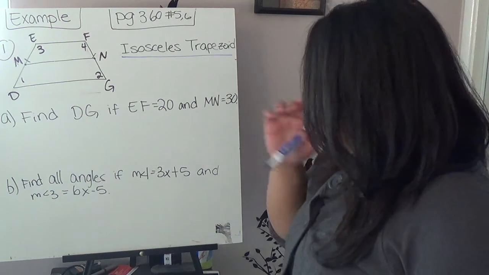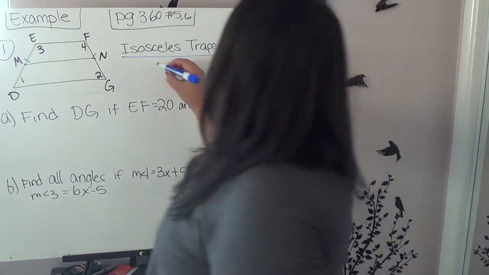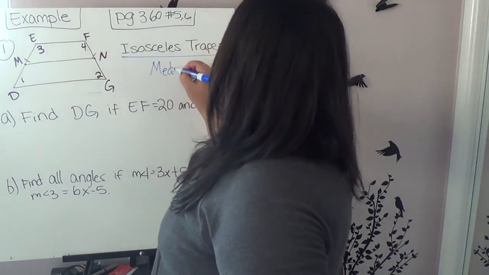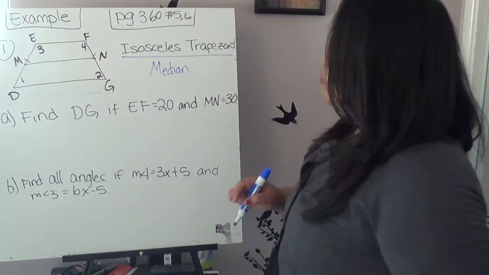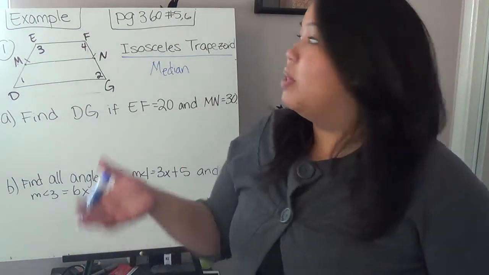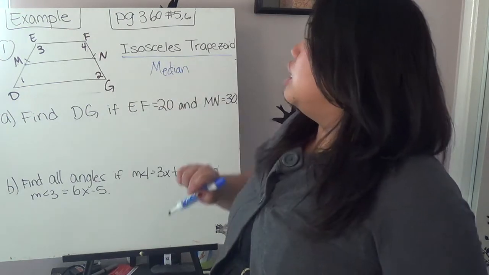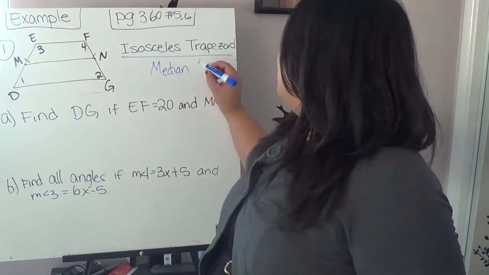But they also tell us, and I don't know why it's not written here, that this is a median. I know I wrote that in, but it's actually in the problem that I just didn't put in there. They tell you this is the median, so that means MN is the median.